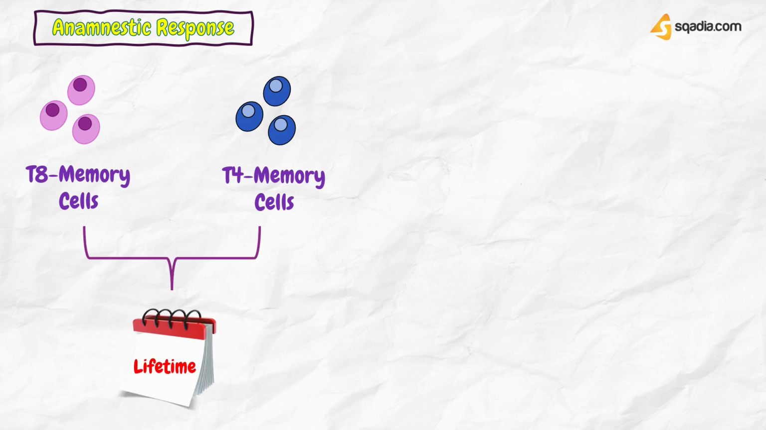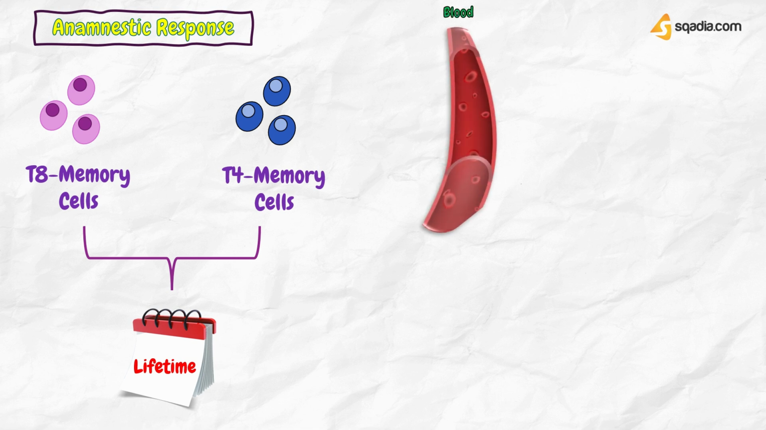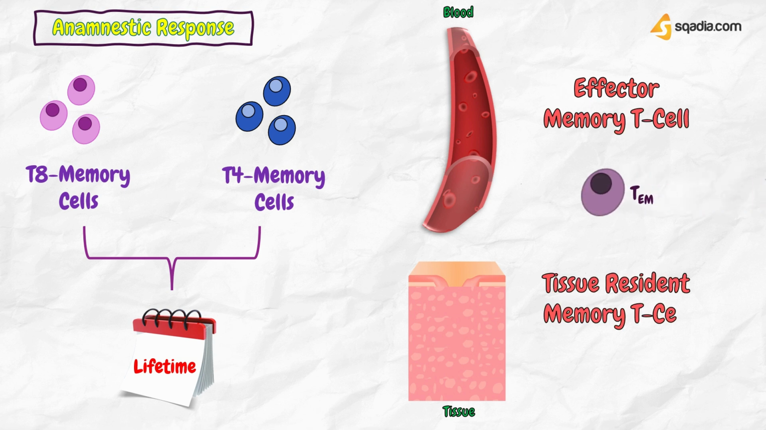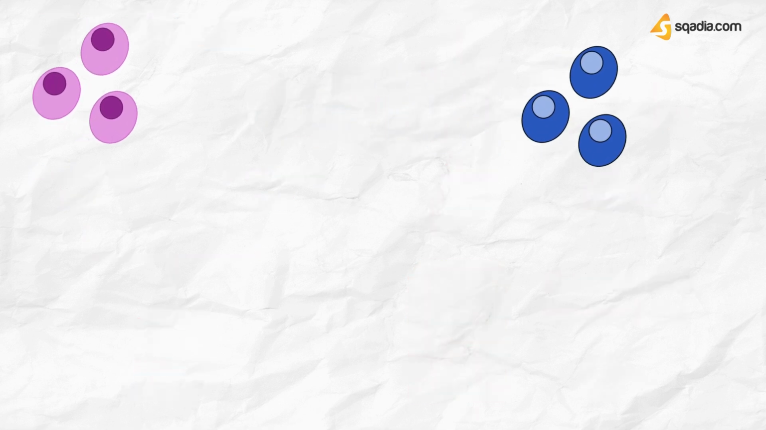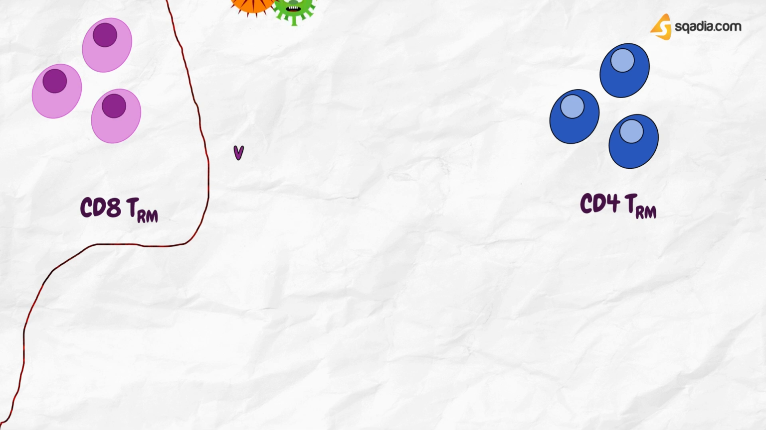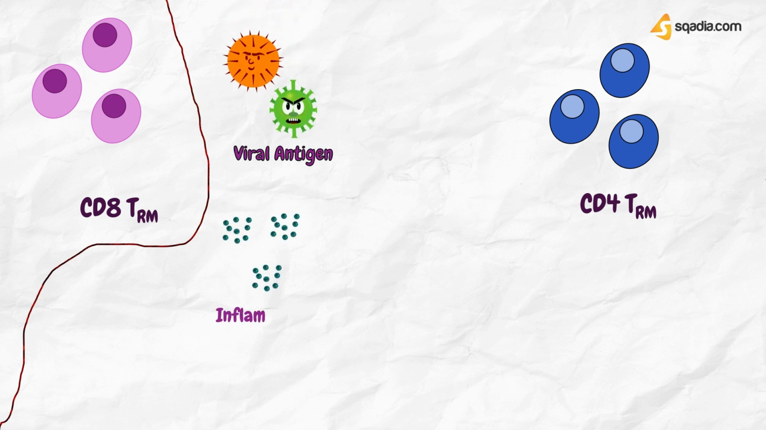As we have discussed before, a T cell persists as an effector T cell until its fate is decided. Similarly, effector memory T cells circulate in the blood, whereas tissue-resident memory T cells are found within the epithelium of the skin and mucous membranes. CD8 TRM cells are typically activated by viral antigens and subsequently produce inflammatory cytokines that trigger an innate immune response for nonspecific antiviral activity.